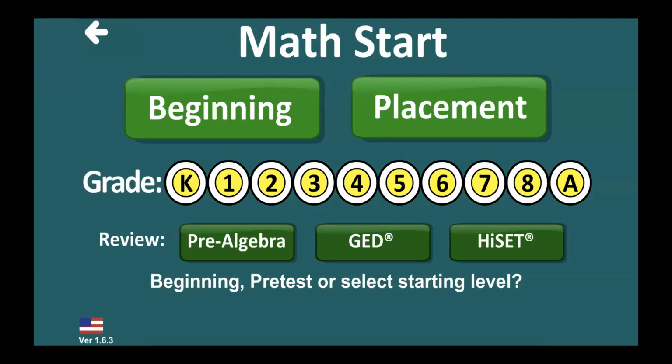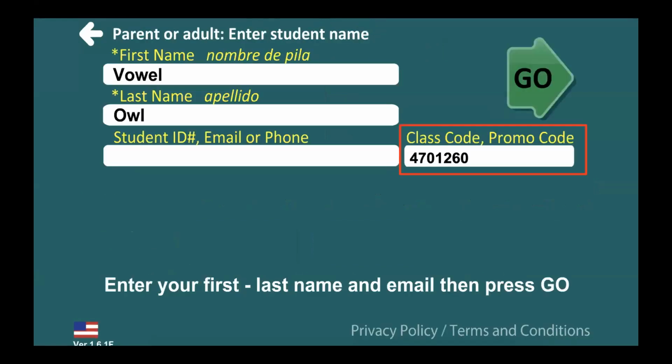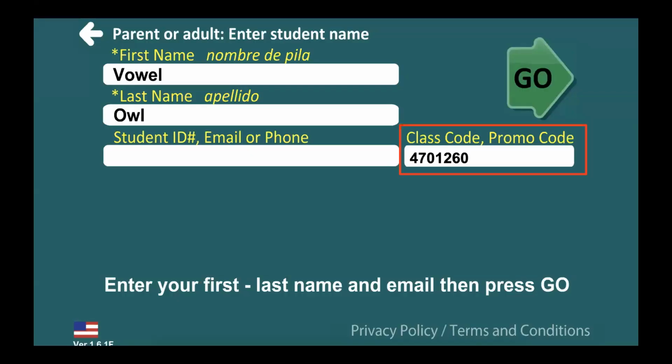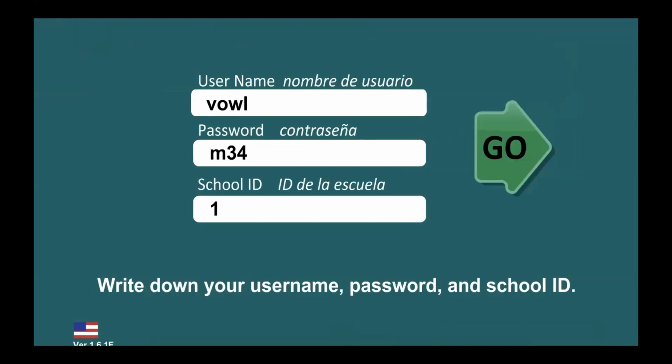After selecting their course, this is the most important screen. Your learners are gonna enter their first name and last name. The student ID, email, or phone is voluntary. The most important is this class code. So again, on this class code sheet, that's 4701260. They'll enter that class code into the class code field. After they click go, we're gonna issue them their username, password, and school ID.